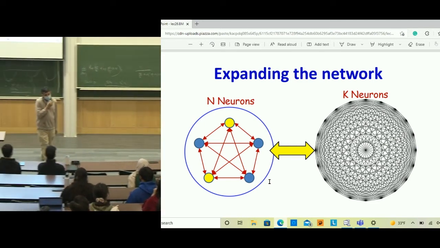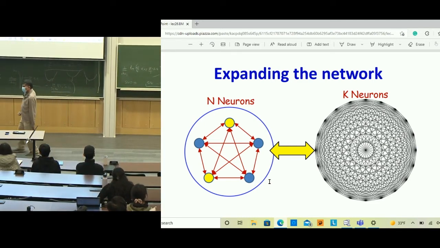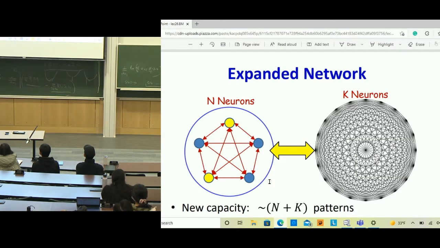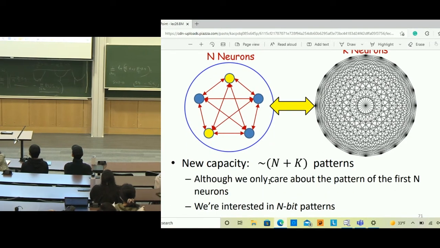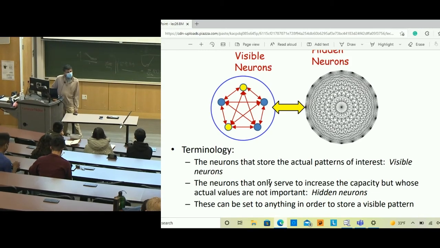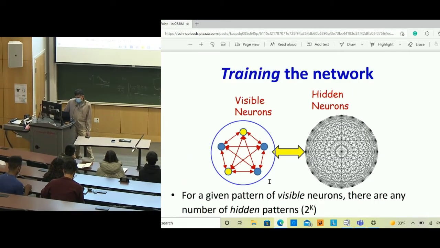Make sense? Right? So are all junk patterns equivalent, or are some patterns more memorable than others naturally? Simply because we know that not all patterns are the same, right? So here's what we have. Now we have the new capacity is proportional to n plus k. These are the visible neurons, and those are the hidden neurons, right?